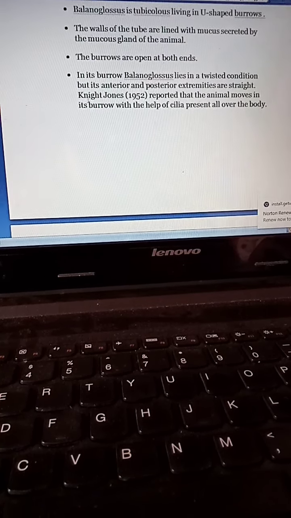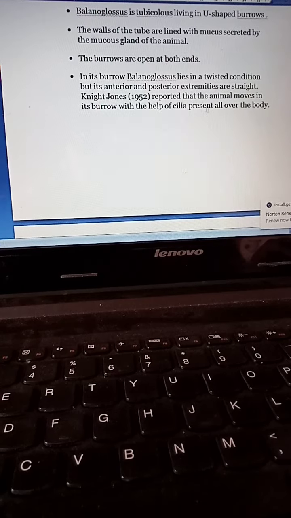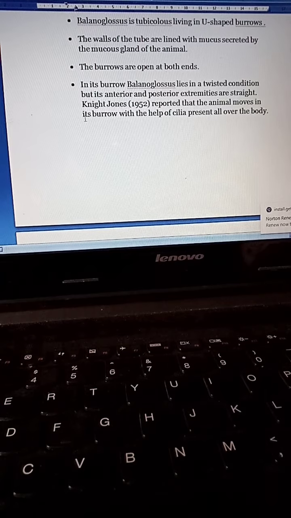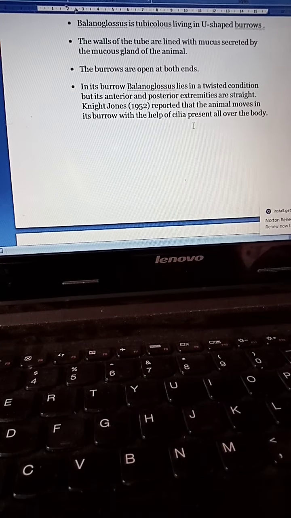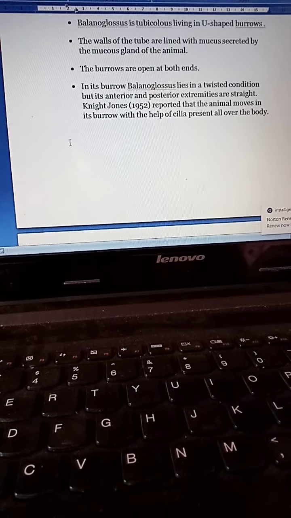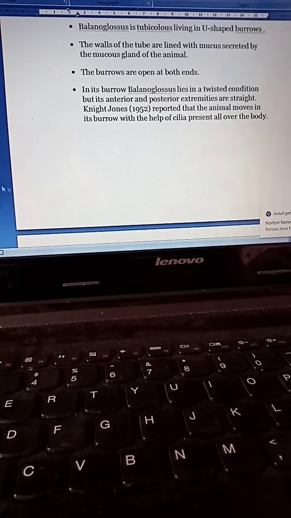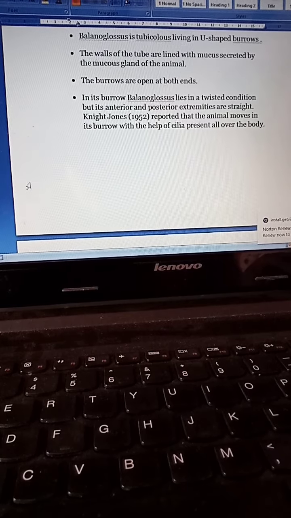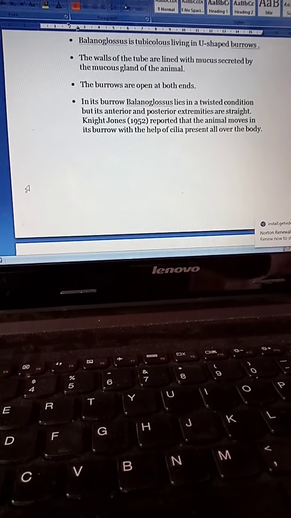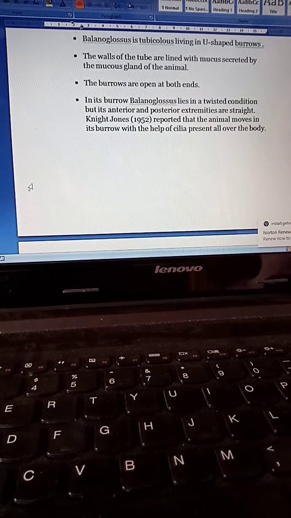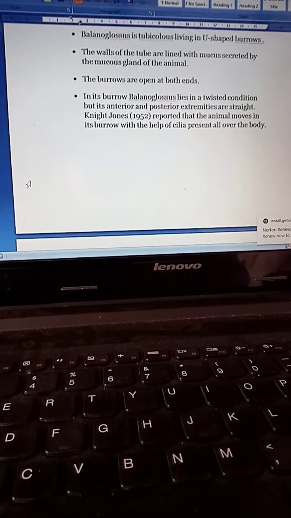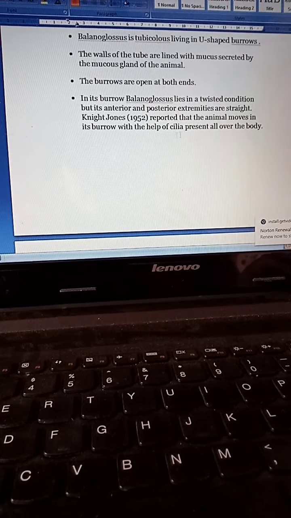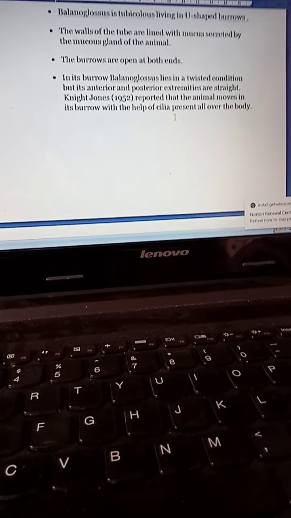Knight Jones, a scientist, reported that the animal moves in burrows with the help of cilia present all over the body. I already explained that cilia are very important for movement, that is, locomotion. So the cilia present all over the body help it move in the burrow.